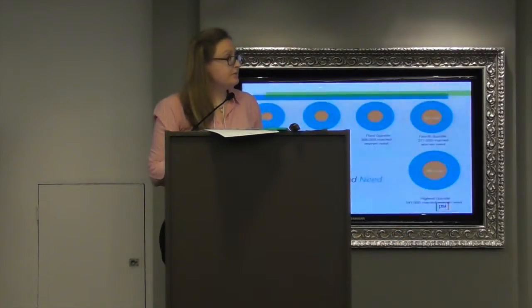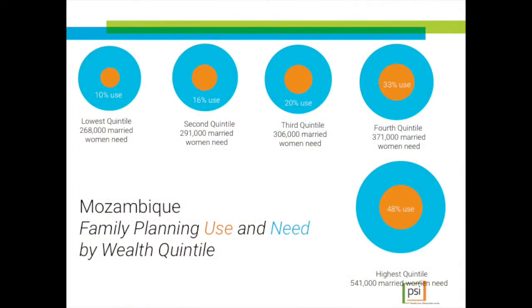Looking at a different lens of wealth quintile, the women in the lowest quintile have a bigger gap between use and need than the women in the highest quintile. And if you notice these circles, they're actually to scale. So it's hard to tell with circles, but the women in the highest quintile have actually a larger need, and that's because there's a larger demand for family planning in the highest quintile.